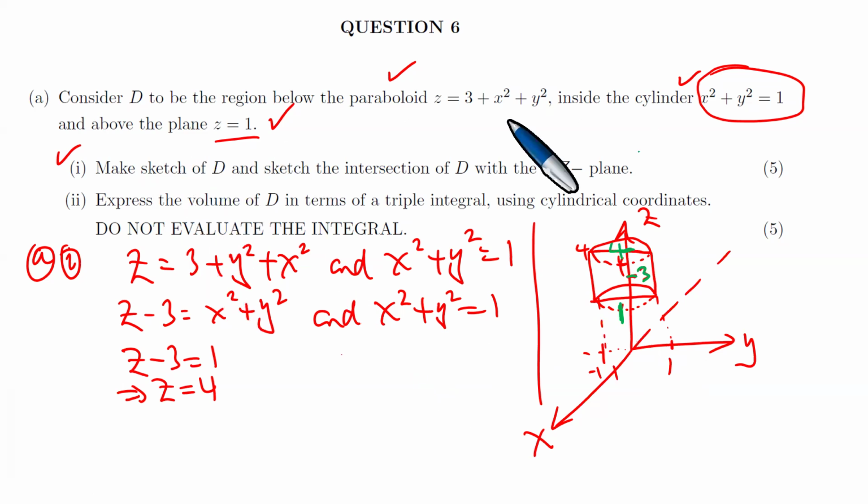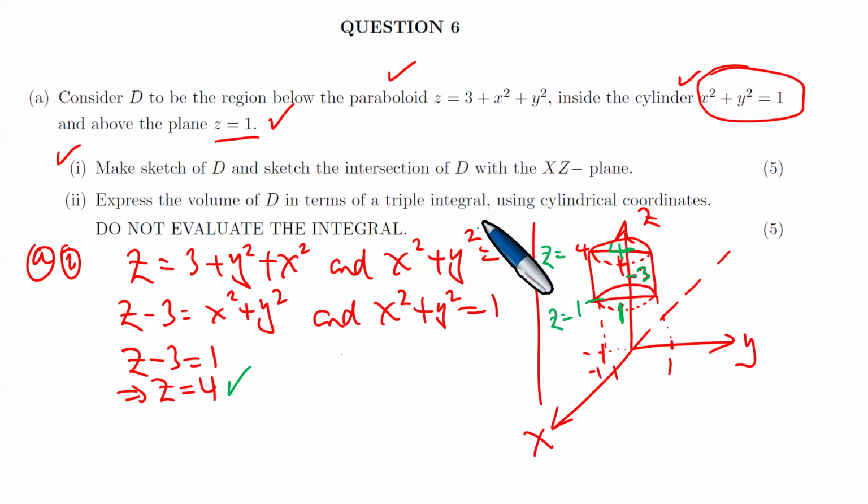Remember that inside the cylinder, we consider D to be the region below the paraboloid, which is going to cut at z equals 4. So below the paraboloid, inside the cylinder, above the plane z equals 1. Between z equals 1 and z equals 4, you have that part of the cylinder, because this cylinder, this drum, goes to infinity, up and down. But we're just interested in it between z equals 1 and z equals 4.